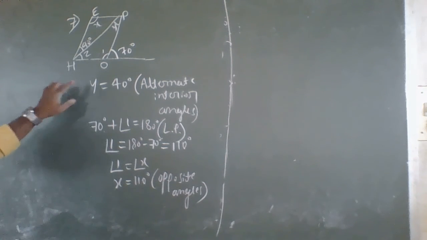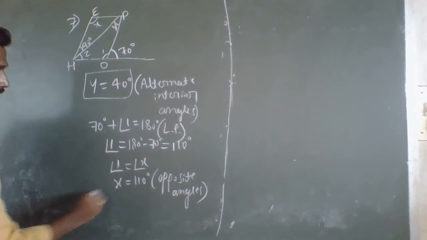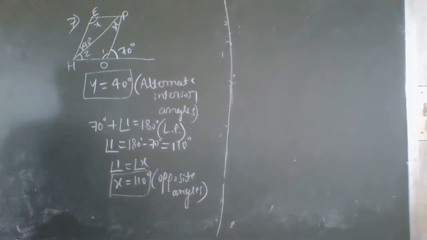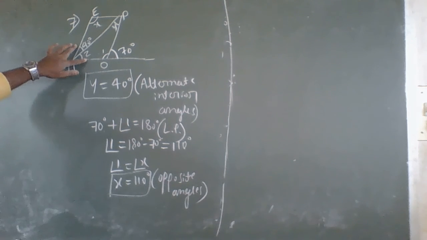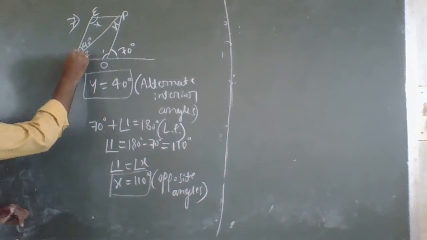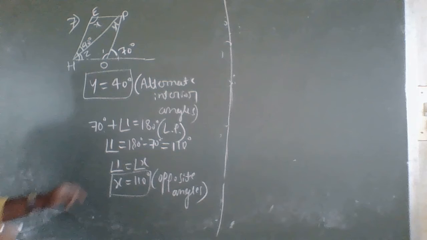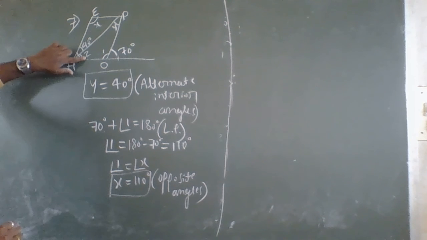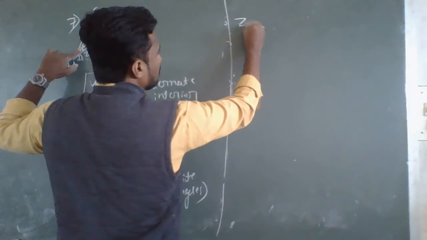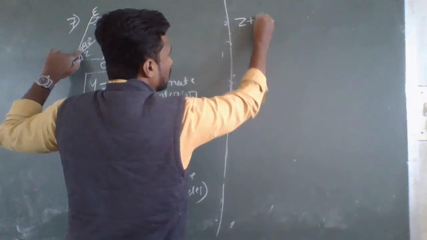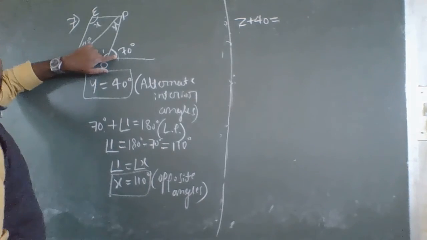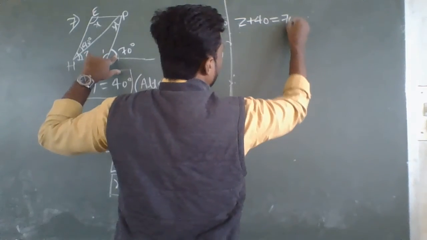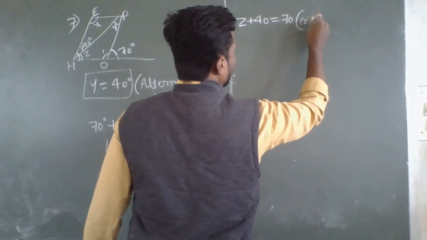Next, we calculated the x value and y value. Now we have to calculate the remaining value, that is z. So here z plus 40 is equal to 70 degrees. This angle is equal to this angle because these are corresponding angles. Here this angle we can write as z and this is 40. So z plus 40 is equal to, what is this angle? 70 degrees. So here these are corresponding angles.